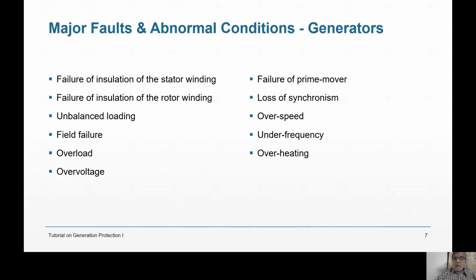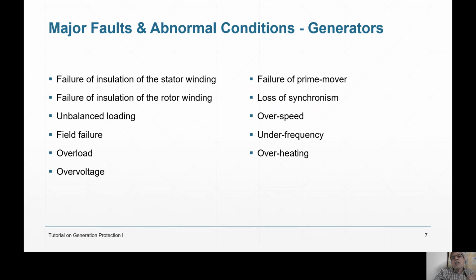Field failure. Mind you, field failure not of a single generator, but of a generator which is connected to an infinite bus. Field failure is a very complicated phenomenon, right? And very few people can fully explain field failure. Overloading of a generator, over voltage, generator voltage increases. Once again, we'll see causes, consequences, and protective scheme.